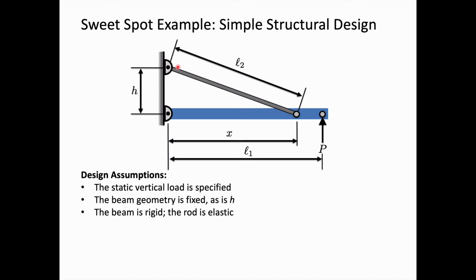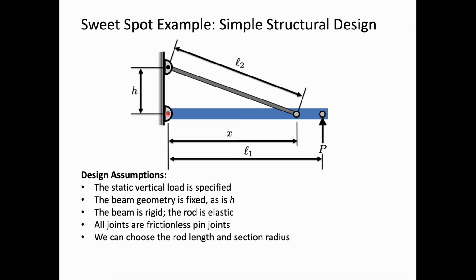However, we are assuming that the rod is elastic. That means we are considering how this rod deforms under load. All the joints here, here, and here are frictionless pin joints. They cannot produce any kind of torque at those joints. As designers, we are going to be choosing the rod length and the section radius. So what's the radius of this circular rod and what is its length? We can choose either L2 to be a design variable or X, but they are related to each other, and we can calculate this relationship using trig relationships.